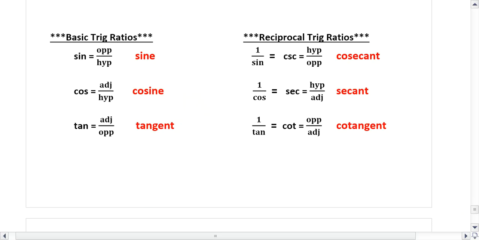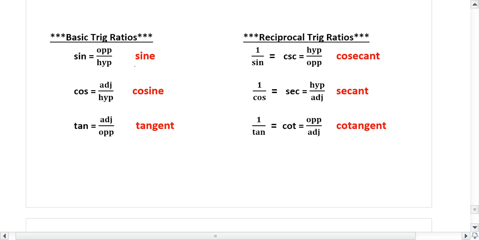Alright, if you don't have these written down in your notes, please pause the video and write it down. And this is something we're going to probably enter into our calculator memory so we have it readily available. I just gave both the words and the definitions and the abbreviation.